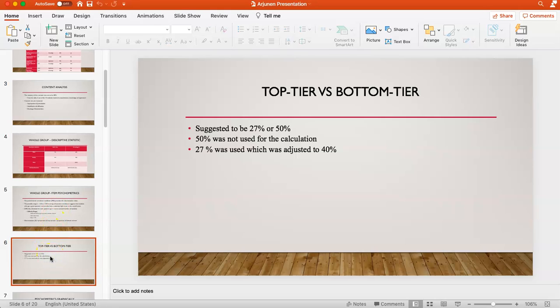In tiering the students, we have the top tier versus the bottom tier. Researchers suggested that the top tier should be concentrated around 27% to 50%. However, since this assessment was a smaller sample, we used the 27%, which was adjusted to 40%.